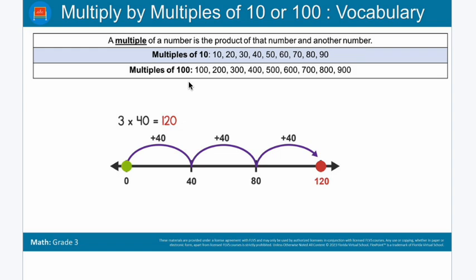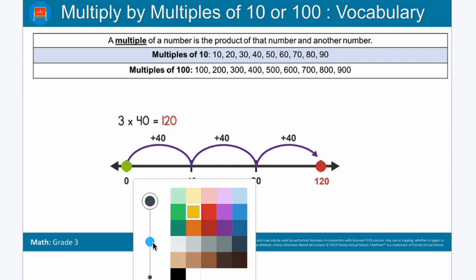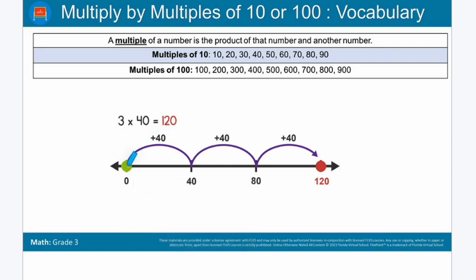So let's take a look at this problem right here. This says 3 groups of the number 40. So that means that I'm skip counting by the number 40. So one thing I notice is I'm going to start at 0. When I add 40 to 0, I'm going to get 40. Then when I add on 40 to my 40, I'm going to get 80. When I add 40 more onto the number 80, I'm going to get 120. So I know 3 groups of the number 40 gets me to 120.